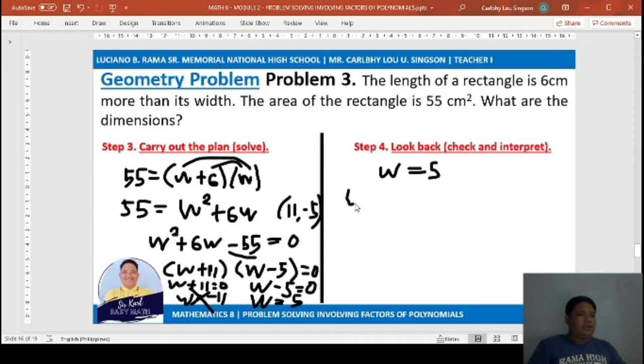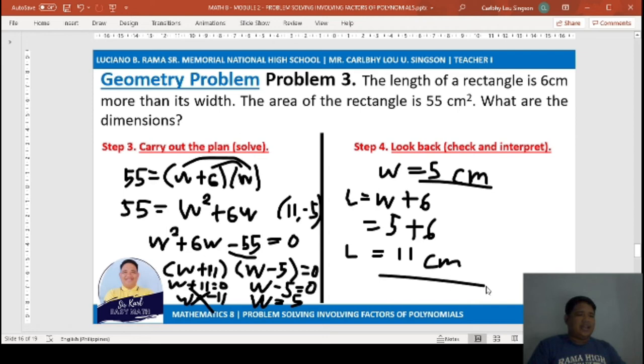So our width is equal to 5, and our length, which is equal to W plus 6, and since W is equal to 5, plus 6, our length is equal to 11. So what are the dimensions? Our width is 5 centimeters and our length is 11 centimeters. If we multiply 5 times 11, it will give us an area of 55 square centimeters, and it satisfies our problem. So that would be our answer for problem number 3.